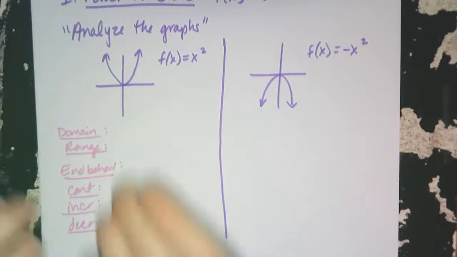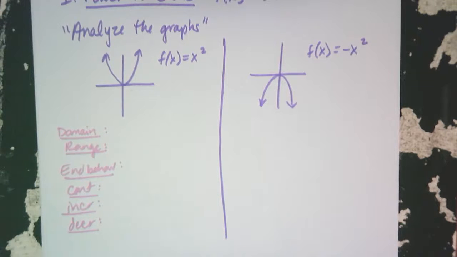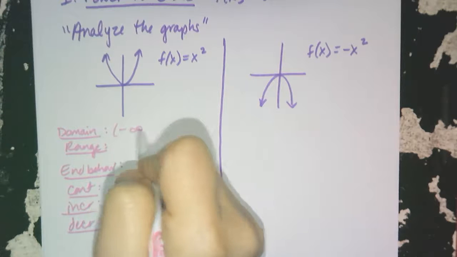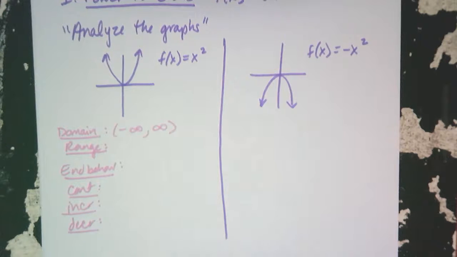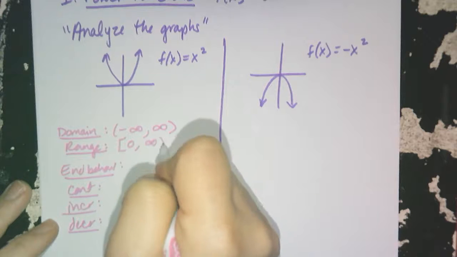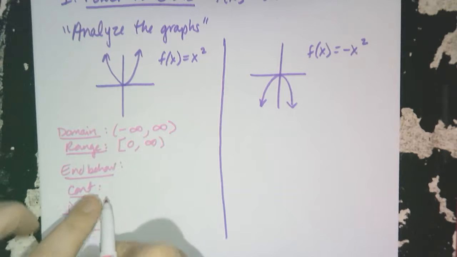This is everything we learned last chapter. What is the domain? How wide is this picture from where to where? Negative infinity to infinity. Okay. How tall is this picture? From where to where? 0 to infinity. You can bracket a 0. It is closed there.